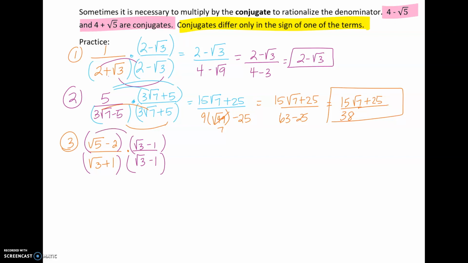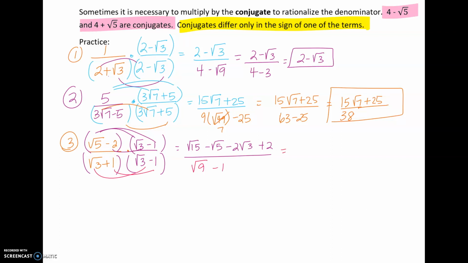It is not a difference of squares, so it's the square root of 5 times the square root of 3 is the square root of 15. The square root of 5 times negative 1 is negative square root of 5. The square root of 3 times negative 2 is negative 2 square root of 3. And negative 2 times negative 1 is positive 2. All over, this is a difference of squares. So this becomes the square root of 3 times the square root of 3 is 9. And 1 times negative 1 is negative 1.